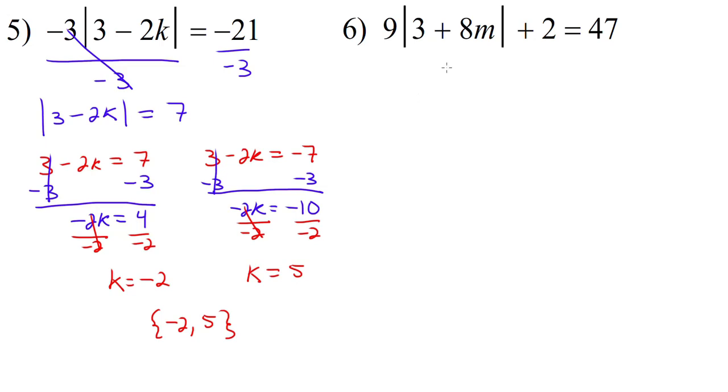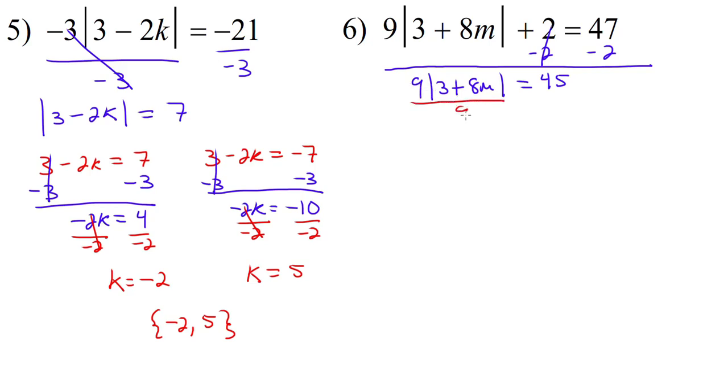And for our last equation, we have 9 times the absolute value of 3 plus 8m plus 2 equals 47. So again, we need to isolate the absolute value, and here we have 2 steps to perform before we can do that. So first, we need to subtract 2 from both sides, and we end up with 9 times the absolute value of 3 plus 8m equals 45. Now, to isolate the absolute value, we need to undo this multiplication by 9, so we're going to divide both sides by 9. And this gives us the absolute value of 3 plus 8m equals 5.